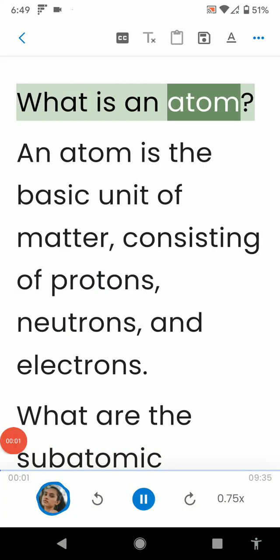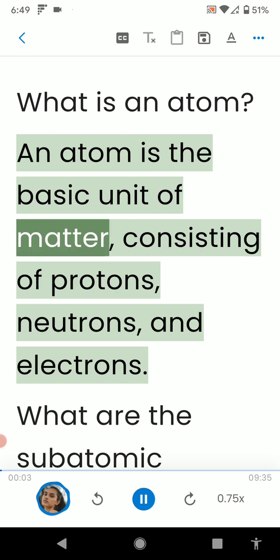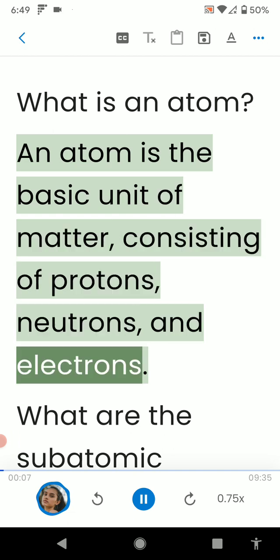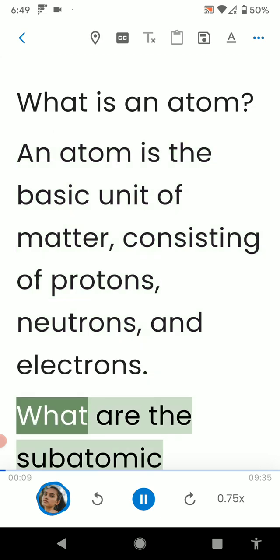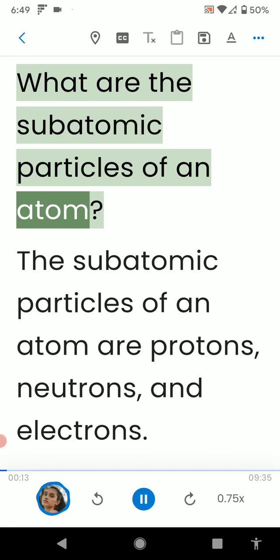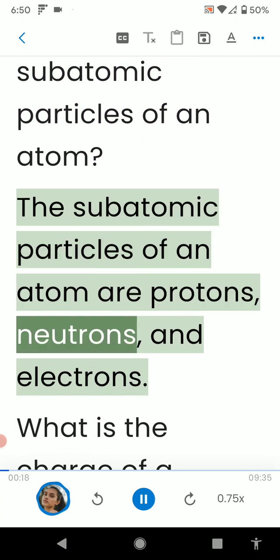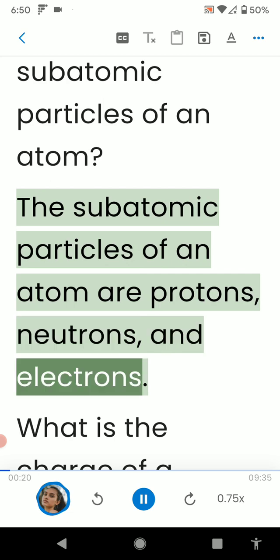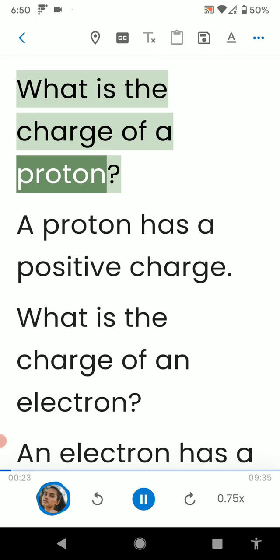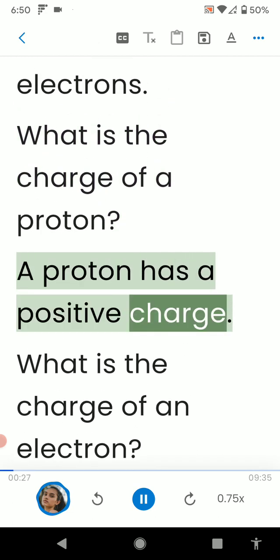What is an atom? An atom is the basic unit of matter, consisting of protons, neutrons, and electrons. What are the subatomic particles of an atom? The subatomic particles of an atom are protons, neutrons, and electrons. What is the charge of a proton? A proton has a positive charge.